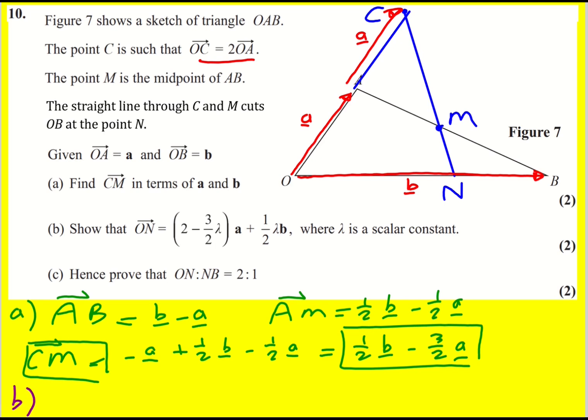We're then asked to show that ON can be written like this. Now, one way to get from O to N is simply to go in the direction of B, but it's not wanting us to do that because there's an A term in there. So we've got to think about another way, and it's surely to use the part A to help us. To get from O to N, we can go from O to C, so that'll be 2A, and then we're going to go some multiple of C to M. Actually, we're going to go a little bit further, and that's where my lambda is going to come in. So ON is going to be 2A plus some multiple of CM.